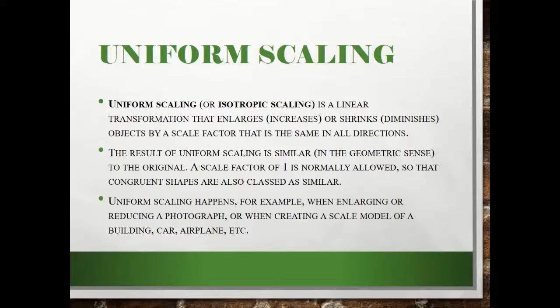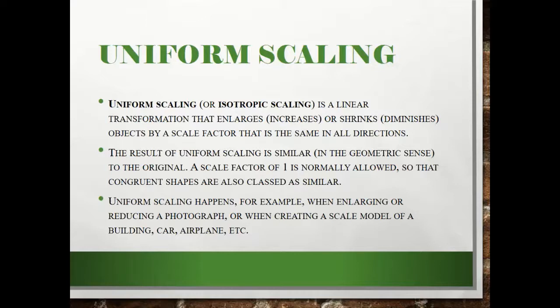And this is a linear transformation that enlarges, increases, or shrinks, diminishes objects by a scale factor that's the same in all directions. So that 1 inch going left to right is the same as 1 inch going up and down, and that represents a certain amount when you apply it to the real object. Okay, and that amount is the same regardless of which direction you're moving in. The result of uniform scaling is very similar in the geometric sense to the original. A scale factor of 1 is normally allowed so that congruent shapes are also classed as similar.